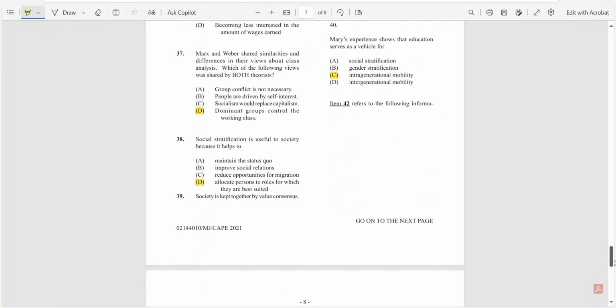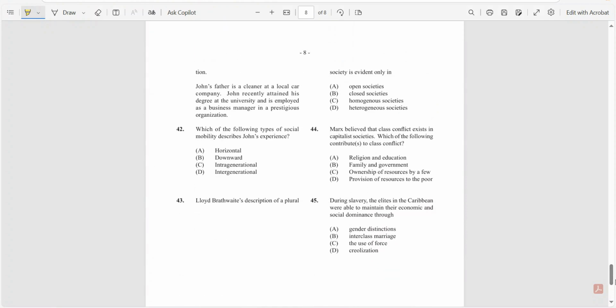42 refers to the following information. John's father is a cleaner at a local car company. John recently attained his degree at the university and is employed as a business manager in a prestigious organization. Which of the following types of social mobility describes John's experience? So 42 is intergenerational. Lois Braithwaite's description of a plural society is evident only in, and that is heterogeneous society.